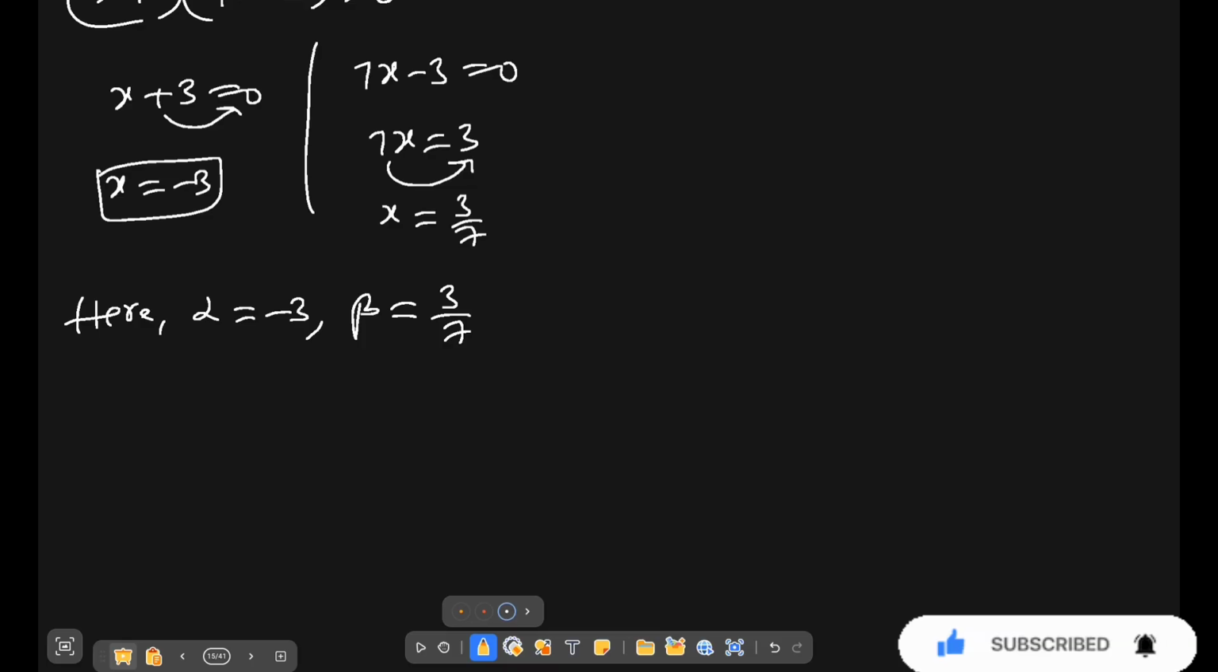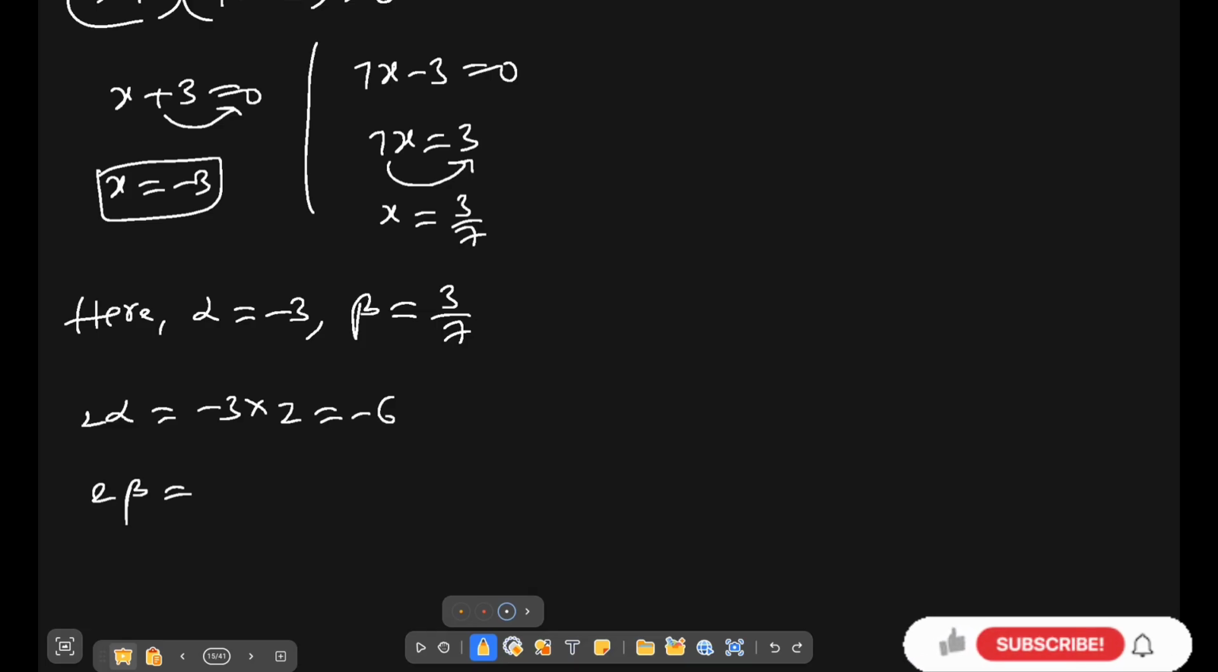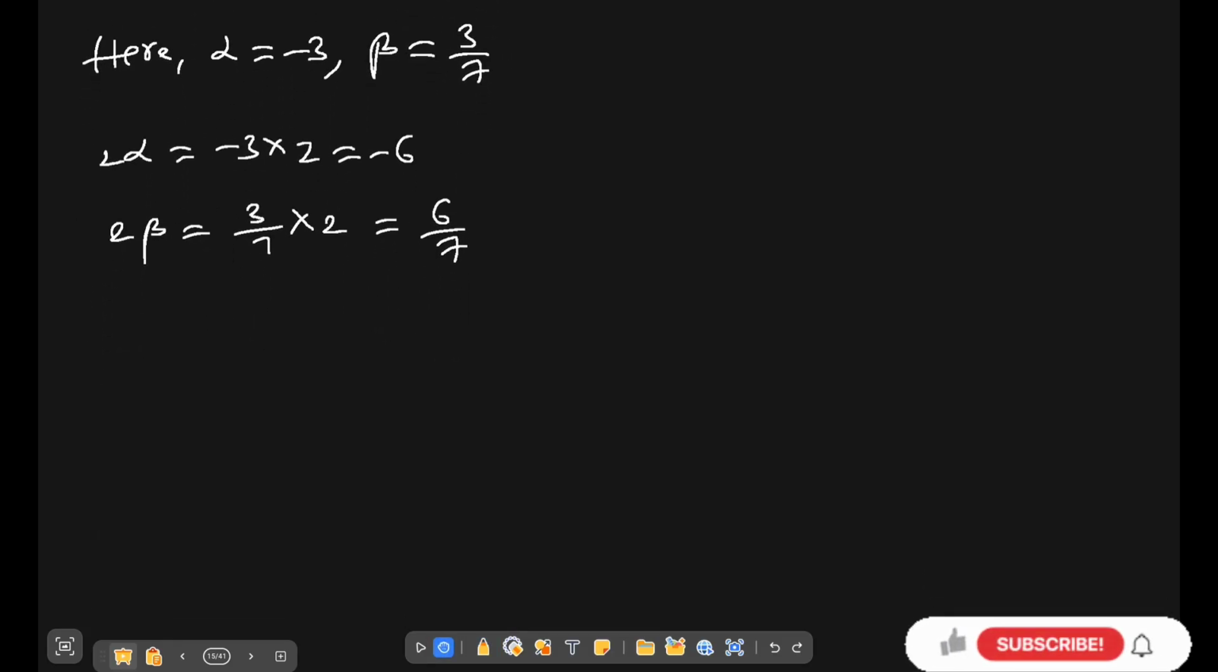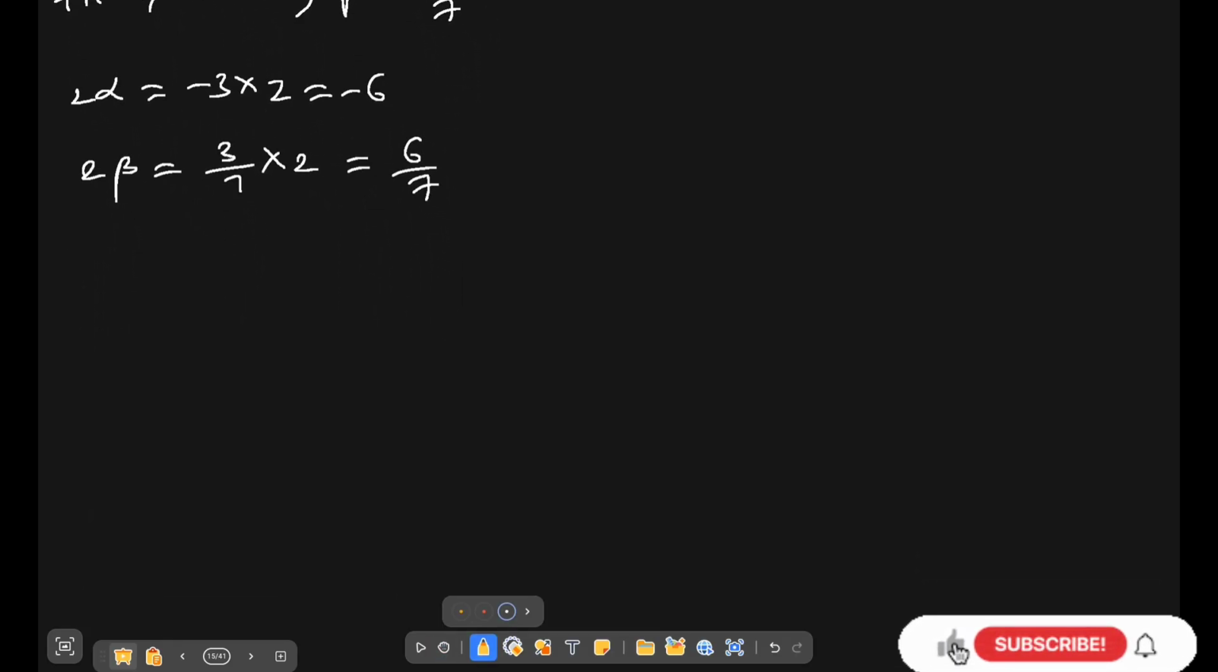So we have to find a quadratic polynomial whose zeros are double of these, that is 2 times alpha. So minus 3 into 2 is equal to minus 6. Next, 2 times beta. 2 times beta is 3 by 7 into 2, which is equal to 6 by 7. So we have to find a quadratic polynomial with these zeros. For that we need to find the sum of zeros and product of zeros.